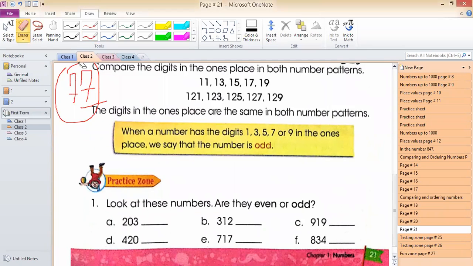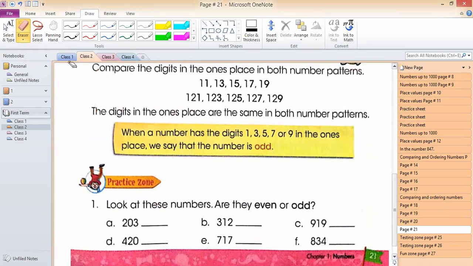So let's move to the practice zone. On the practice zone, question number 1 is: look at these numbers. Are they even or odd? For A, I am going to do it for you. B, C, D, E, and F, you will help me to complete it. So look at A. This is 203.